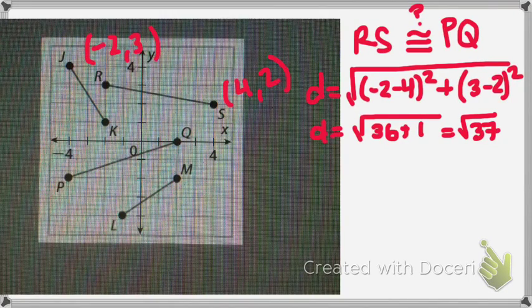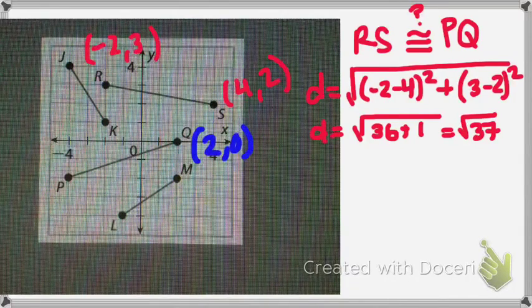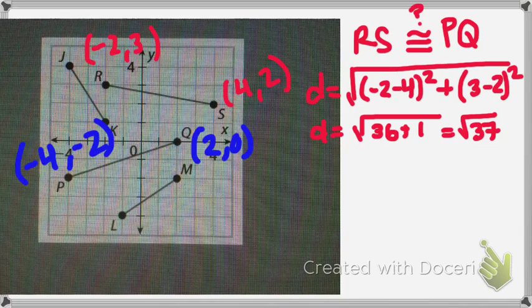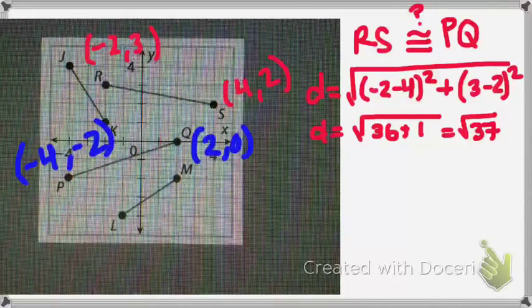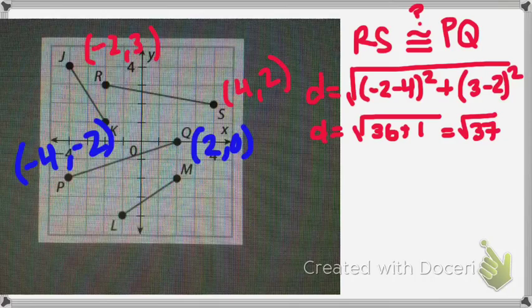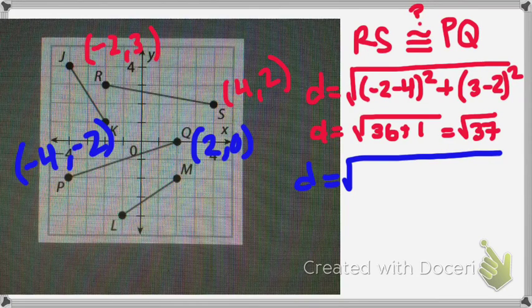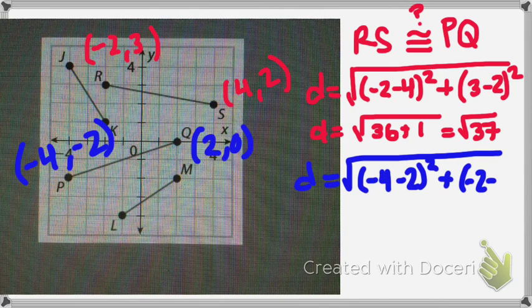So I'm going to label each of those points. So Q is at (2, 0), and P is at (-4, -2). Okay, I'm going to go ahead and use those points for my next distance that I'm going to find. And so I'm going to use the distance formula again. So when I do that, I'm plugging in -4, take away 2. And then I'm also plugging in -2, take away 0.